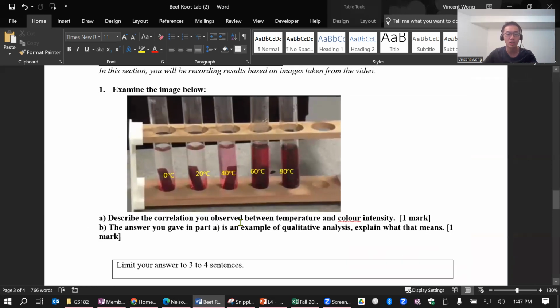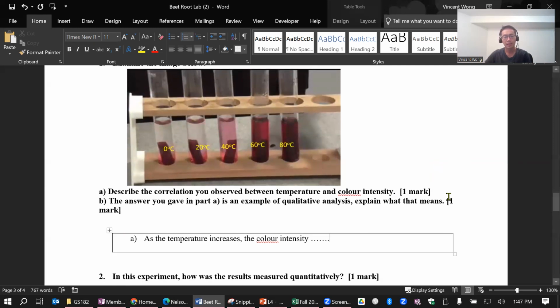Describe the correlation. Correlation is like a relationship, right? Between the temperature and the color intensity. So looking at this test tube rack, we have the various temperatures. What happens as the temperature increases? This is how you answer. Part A, as the temperature increases, the color intensity, and then you finish the sentence. What happens to the color intensity? I think it's pretty obvious what's happening.